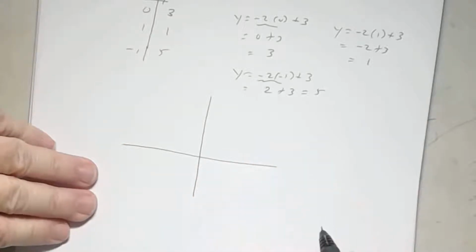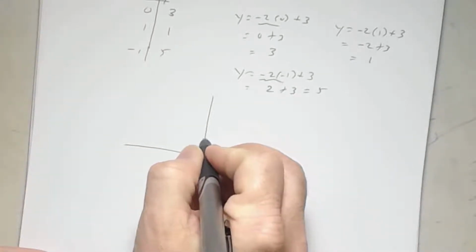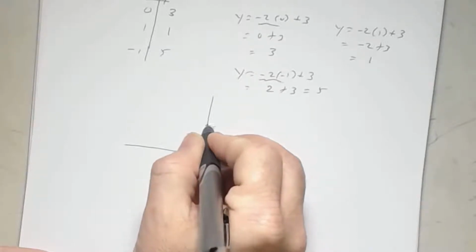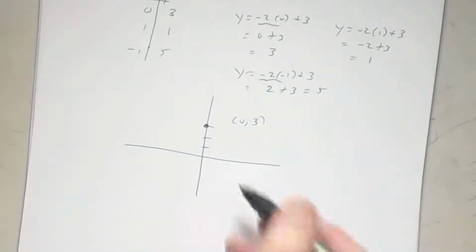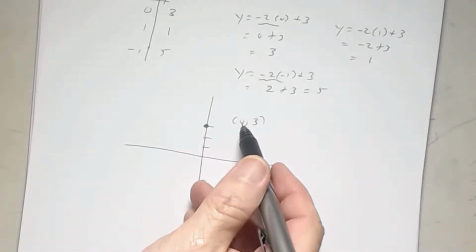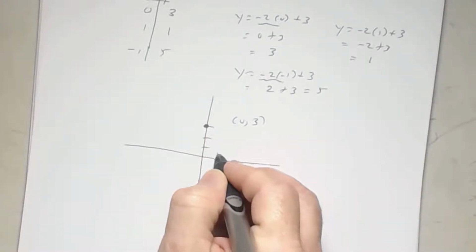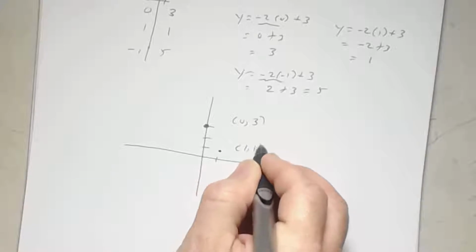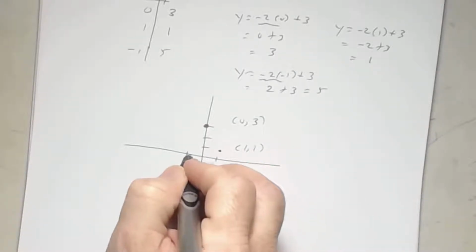All right, so (0, 3) is on the positive y-axis. Remember, it says label. When it says label, I mean tell me what the coordinates are. (1, 1) is in the first quadrant. (-1, 5) is in the second.